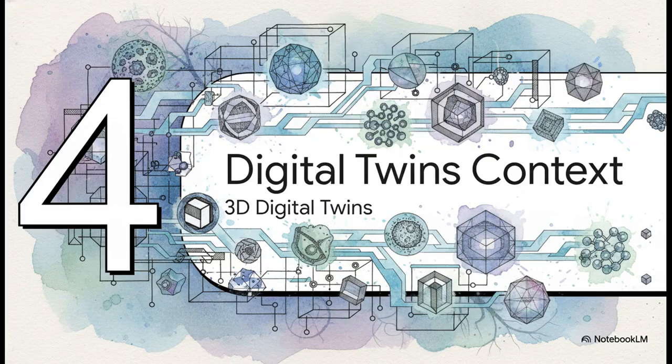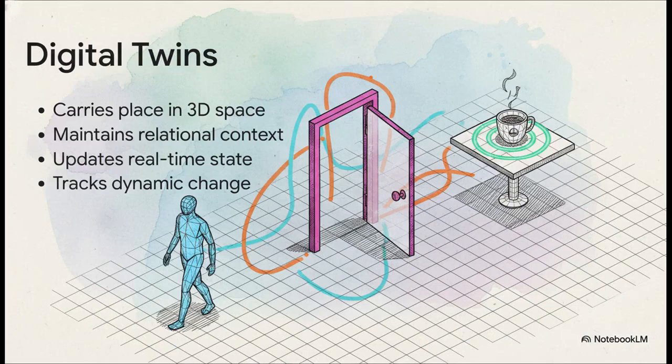Section 4. Context through digital twins. This HSML logic we just talked about isn't some empty grid. It is actively populated by objects represented in 3D space, which we call digital twins. A digital twin carries a specific place in 3D space. It maintains relational context, it updates its state in real time, and it tracks dynamic change.